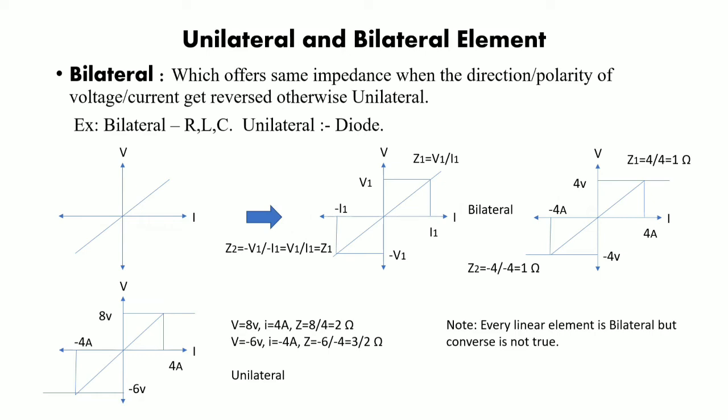Unilateral and bilateral element. An element is said to be bilateral which offers the same impedance when the direction or polarity of voltage or current gets reversed, otherwise unilateral. For example, in case of bilateral, RLC, and in case of unilateral is diode. See in the graph number 1 how you can analyze whether the element is unilateral or bilateral.